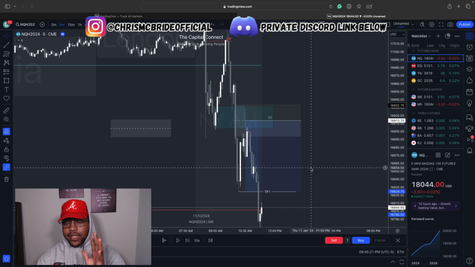Now let's just do a quick little recap. We need a sweep of liquidity. We need a breaker block, which is just a failed order block. And then we need a fair value gap overlapping our breaker block. It doesn't have to fully overlap it, but part of the breaker block has to be overlapping the fair value gap.